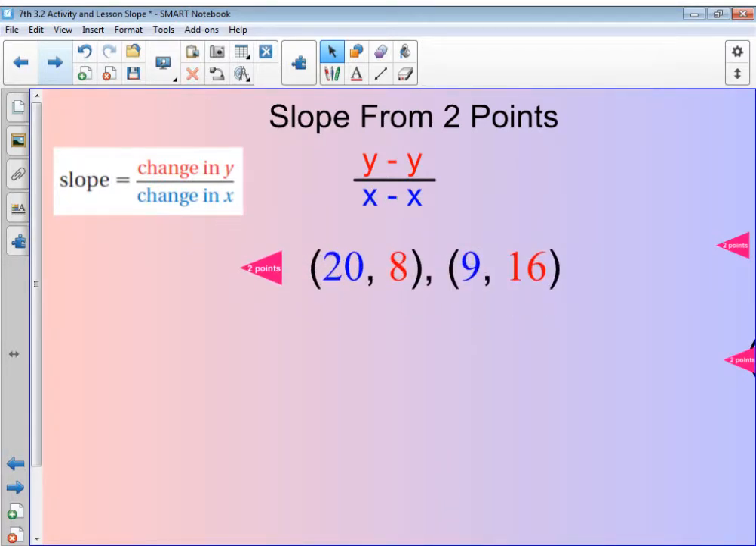Okay, so I want you guys to pause your video and practice setting this one up, and then we'll work through the final answer together. So go ahead and pause your video and work through setting up this equation with your Y's on top, the change included, and then your X's on the bottom.